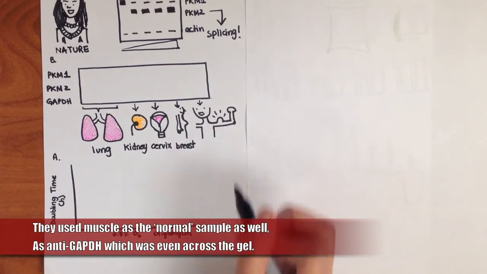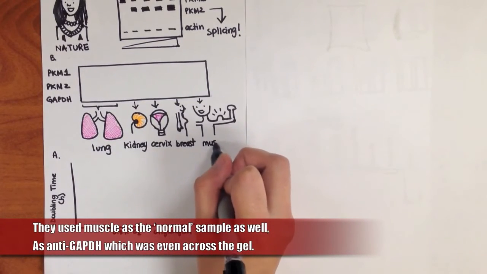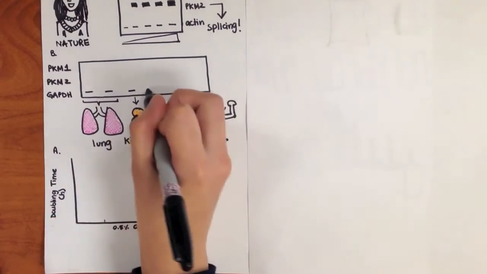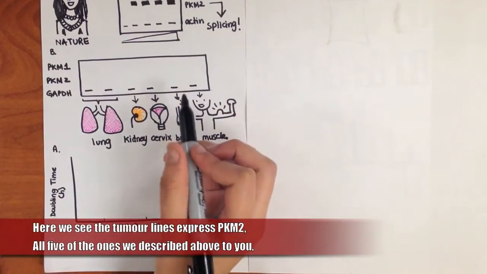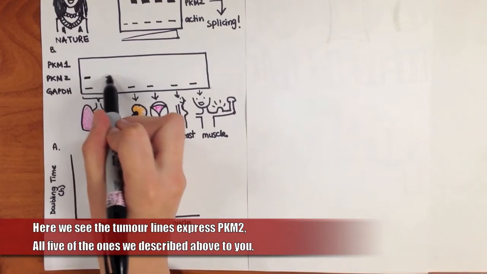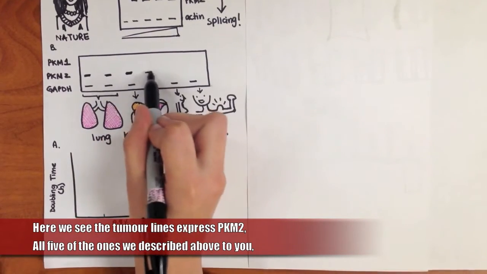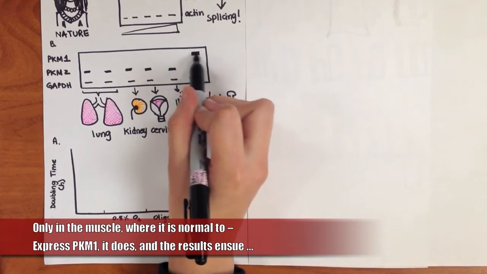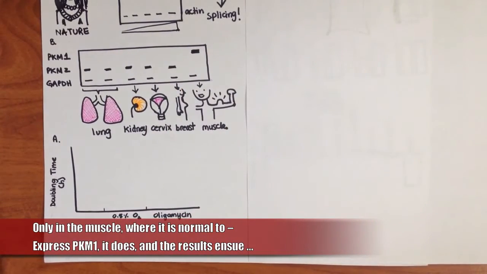They use muscle as the normal sample as well as anti-GAPDH, which is even across the gel. Here we see the tumor lines express PKM2, all 5 of the ones we described above to you. Only in the muscle, where it is normal too, is PKM1 expressed. It does, and the results ensue.